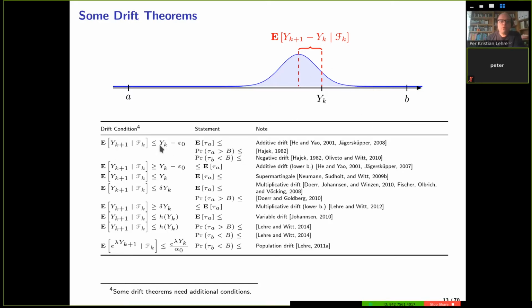Okay, there's a whole range of possible drift theorems that depends on what kind of setting you are in. So we have talked about additive drift now, upper bound, lower bounds, but we can also have cases where we have zero drift. This is called, we have some kind of super martingales, or we have multiplicative drift, upper bound, lower bound, we have variable drift, and we also have population drift. I won't have time to talk about all of these drift theorems, but there is a separate tutorial on this topic which you can find on my homepage.